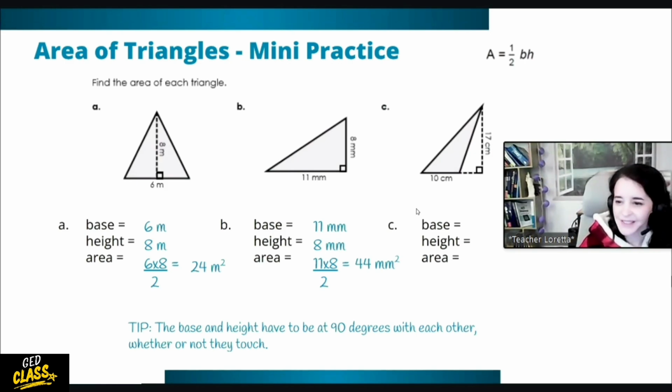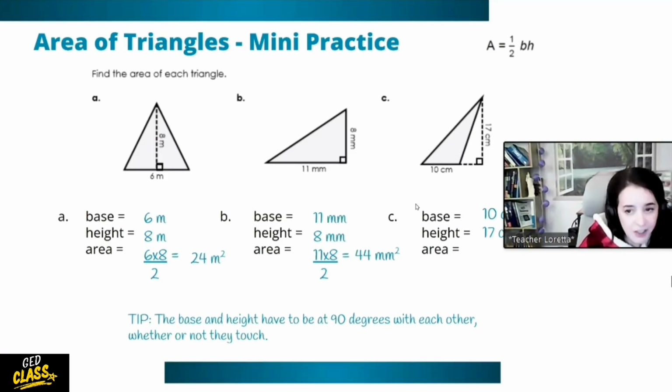Okay, friends. Yeah, the base is the bottom. Exactly, Matthew. So the base and the height, as you are saying, are 10 and 17. Really good. Notice that they're not touching each other, but if we extended the lines, they would meet at a 90, right? So we do 10 times 17, but divide it by 2. And we do, in fact, as some of you are saying, get 85.